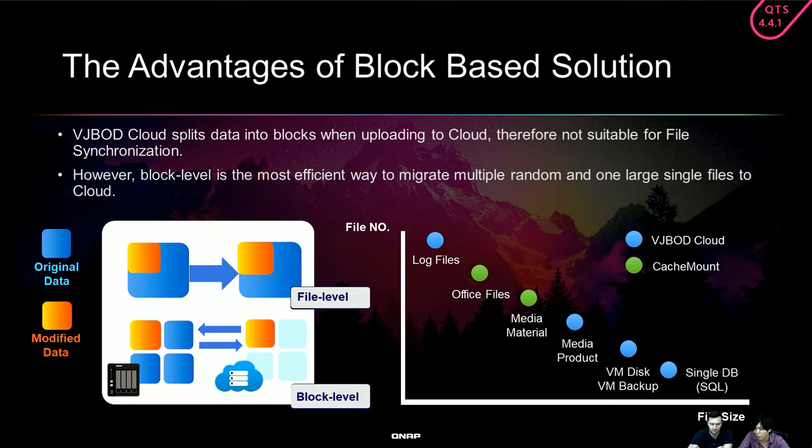So the hybrid cloud especially has the advantage when you need to upload, for example, media projects, VM disks, or a single DB. Those are single but very big files, and may require continuous modification of a specific part of the file, so those applications are especially suitable for hybrid cloud. And for log files that have many 1KB files, they can also utilize the hybrid cloud solution, because with a file-level solution they may need to upload a lot of 1KB files to the cloud, but with block level they just need to upload one megabyte of data. It reduces the read and write requests you use when connected to the object storage, and of course helps you save some costs.